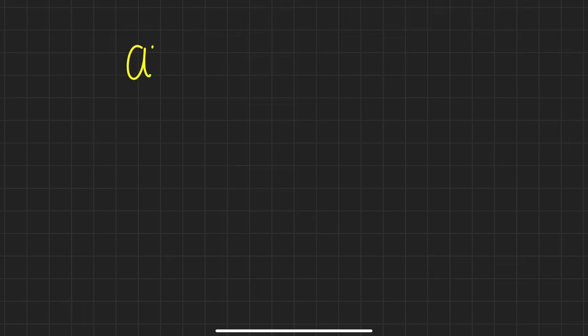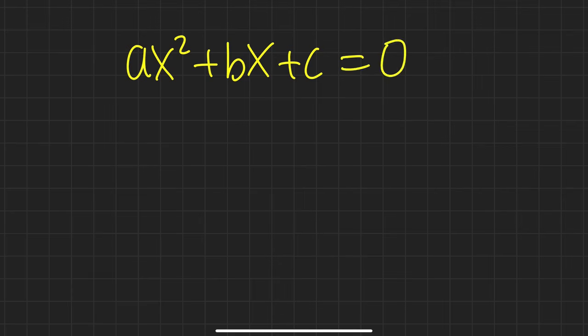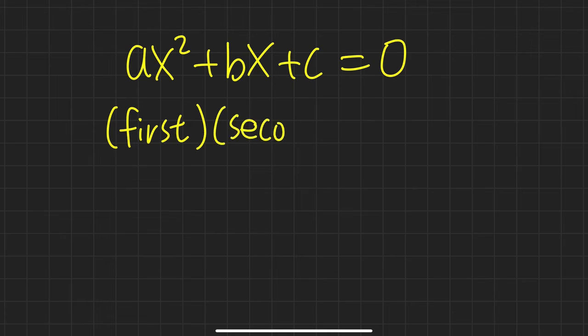First, we want the equation to be in the form of ax squared plus bx plus c is equal to 0. We must have the 0 on one side. And then just factor the quadratic. Most likely, we'll get two factors. So I will just write the first times the second.